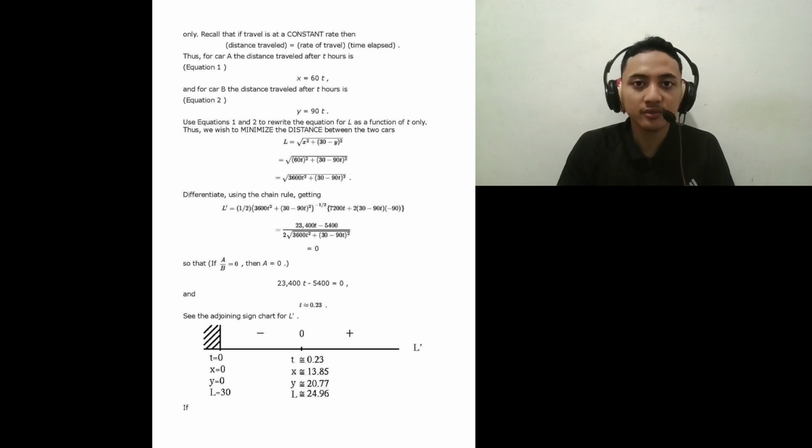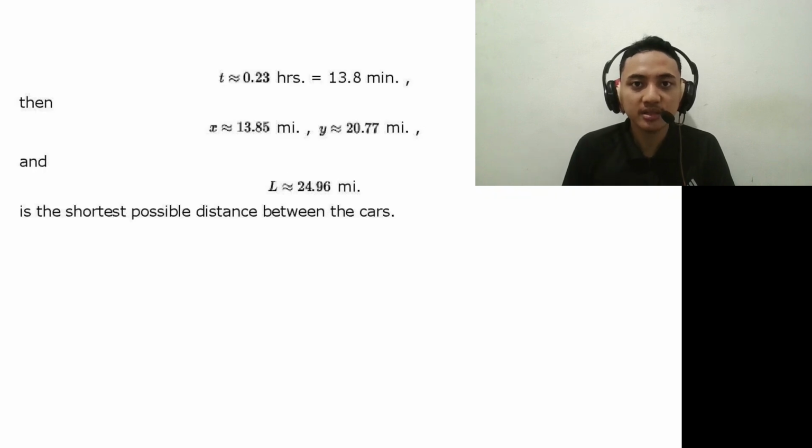And then we set the derivative to 0 and solve for t: 7200t minus 5400 equals 0. And so we get t equals 3/4 of an hour. And then we check that this value of t corresponds to a minimum by evaluating the second derivative or examining the graph. And so we get that the minimum distance between the cars occurs at t equals 3/4 of an hour, and the distance is approximately 24.96 miles.